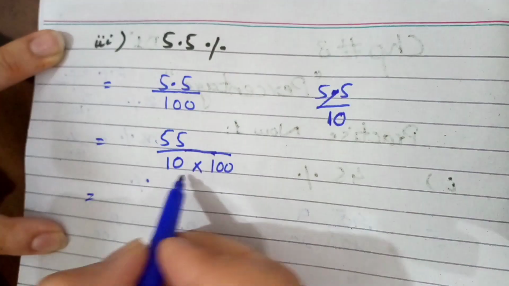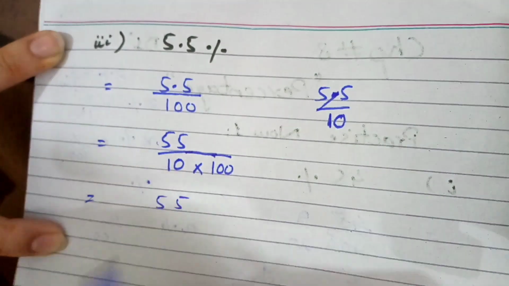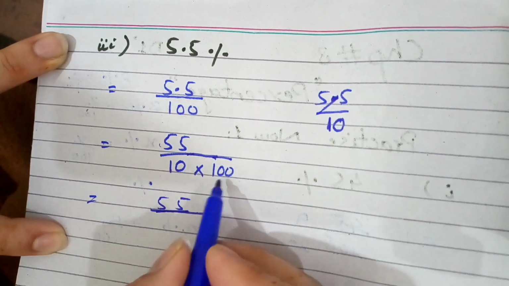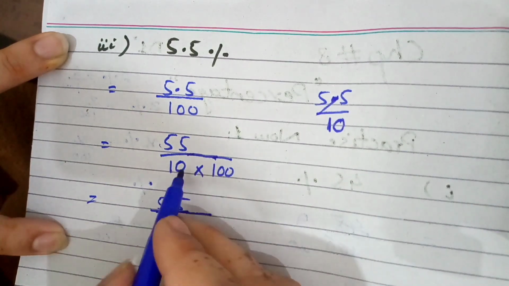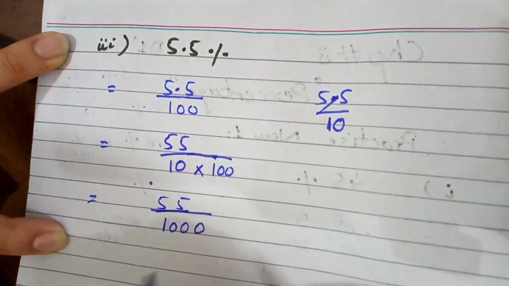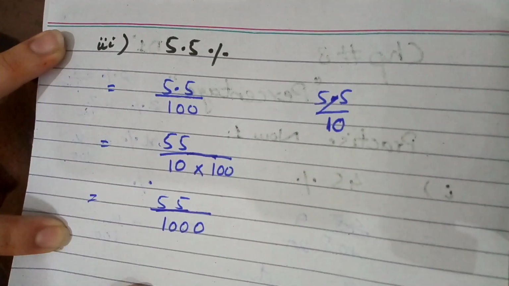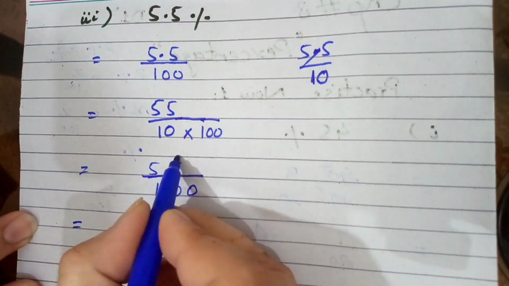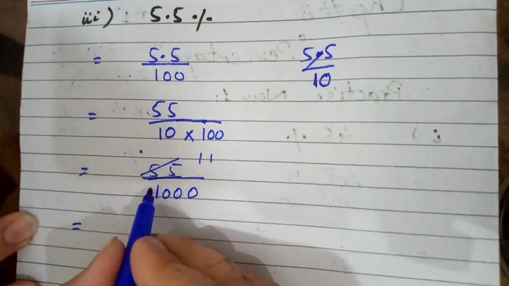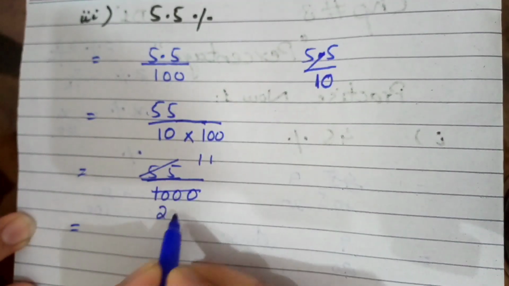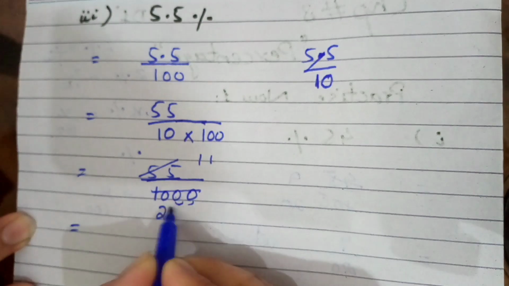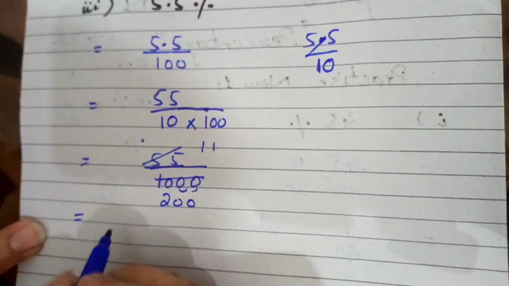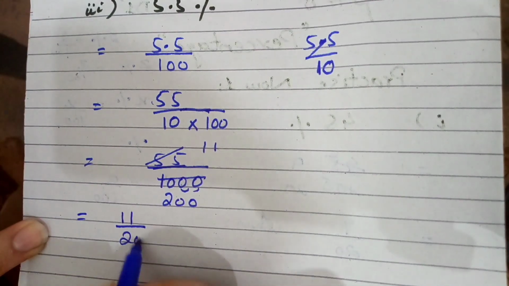Now multiply this by 100. 55 divided by 10 and 100. When 10 is multiplied with 100 it is equal to 1000. So now we simplify it because it is in the table of 5. 5 ones are 5, 5 elevens are 55. Then we have 1000, 5 twos are 10, and these 2 zeros remain left. So we write this 11 divided by 200 here.